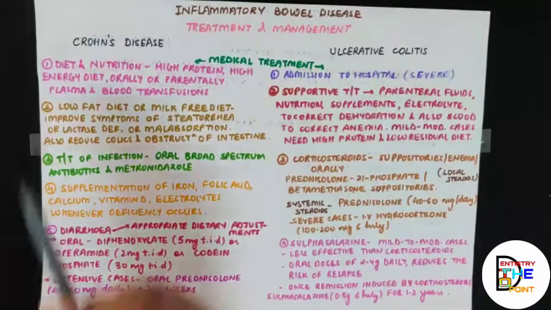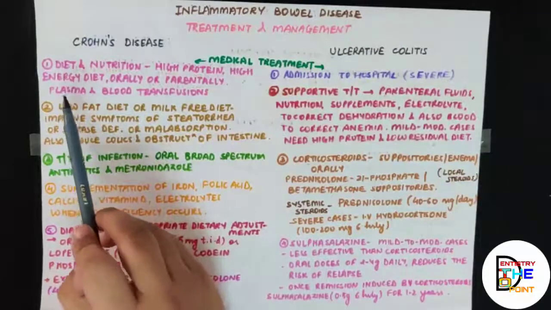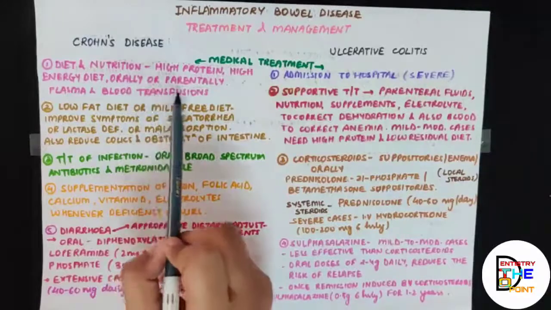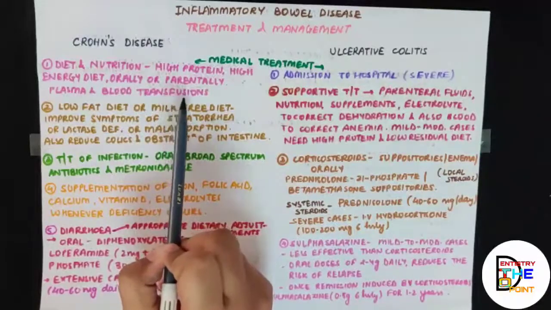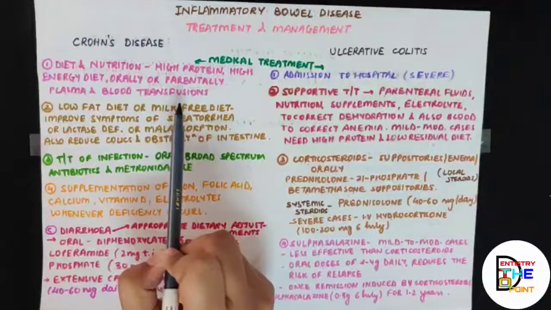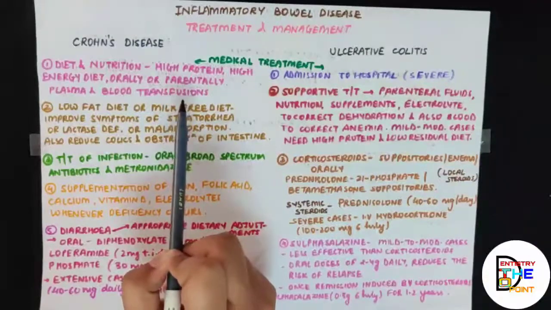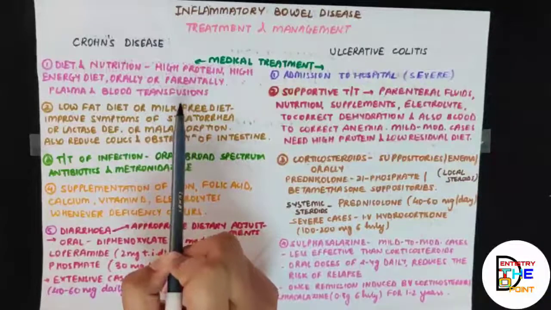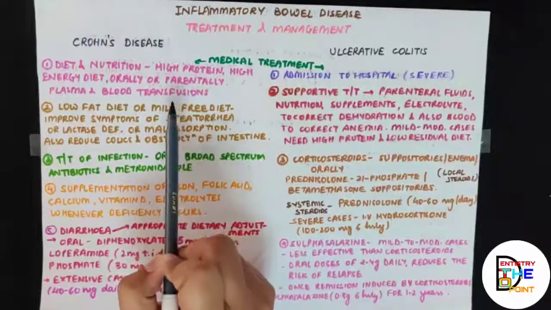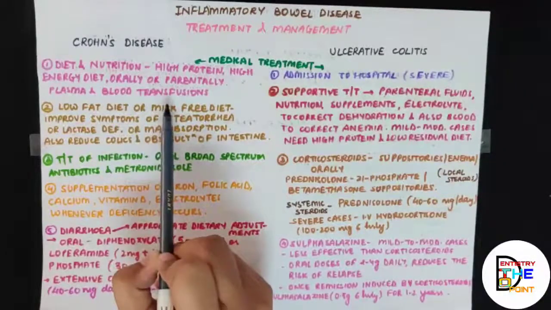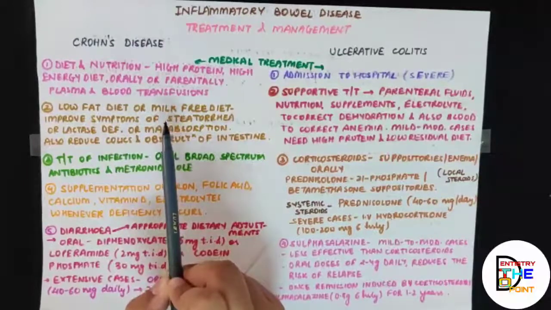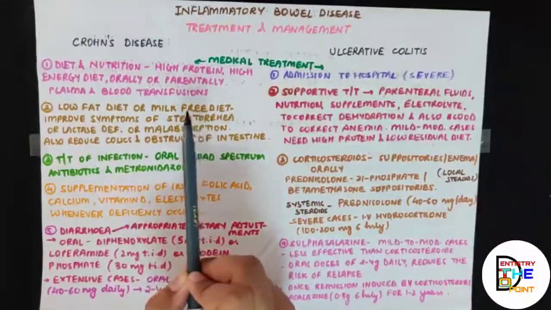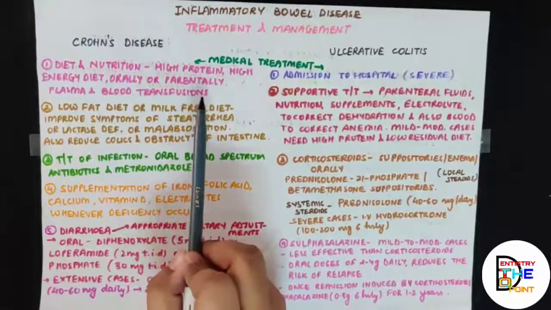So in medical treatment, the first point is diet and nutrition, that is, to improve the nutritional status. Okay, so a high protein diet and high energy diet, either orally or parenterally, depending upon the severity of the disease and as the situation demands, have to be given. Also plasma and blood transfusions are given to improve anemia or hypoproteinemia, wherever present. Okay, this is very basic.